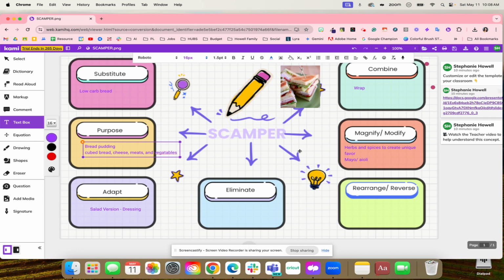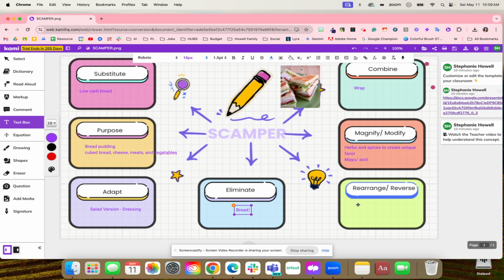And then next is eliminate. What can I eliminate? I could take away the bread, get rid of that bread completely, and then it would just be maybe a lettuce wrap type of sandwich. Maybe I eliminate some type of filling, instead of having the pickles, I eliminate them. So you're coming up with additional ideas for how you can take this sandwich and eliminate different parts of it.